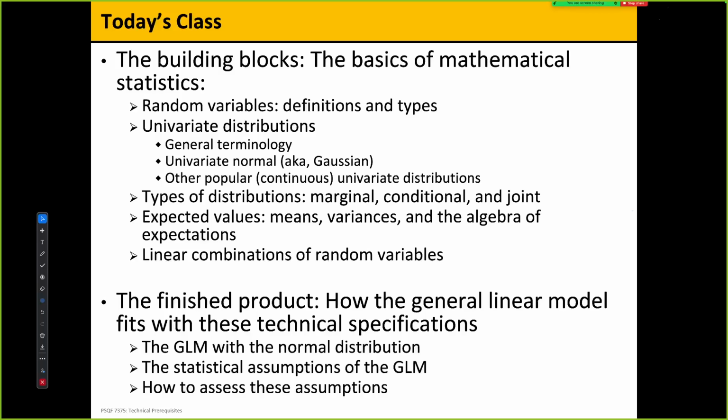Okay. All right. So the building blocks, the basics of math stats, random variables. What is a random variable? The types of random variables that exist. We'll talk about univariate distributions, so some general terminology about what distributions are, what they need to look like, and then types like the univariate normal or other popular univariate distributions. We'll also get into types of distributions that are marginal, conditional, and joint, right?